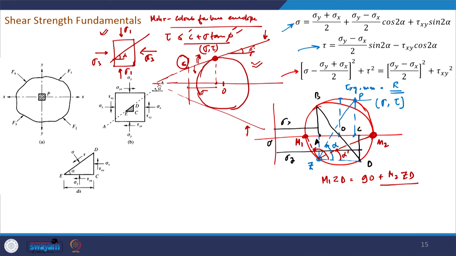So, please remember that we do not know till now how to get the value of C and phi, but let us say you know the value of C and phi. So, I will have a circle such that the Coulomb equation becomes tangential to that particular point at which the failure has taken place. All right. So, I think that this is clear to you. Okay. I will come back to this Mohr circle when we talk about the triaxial test.